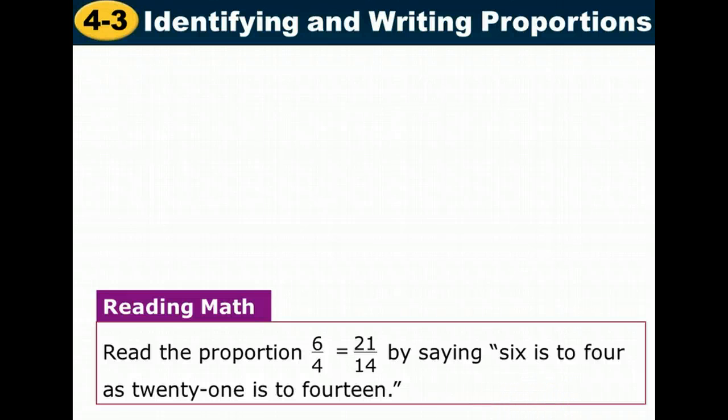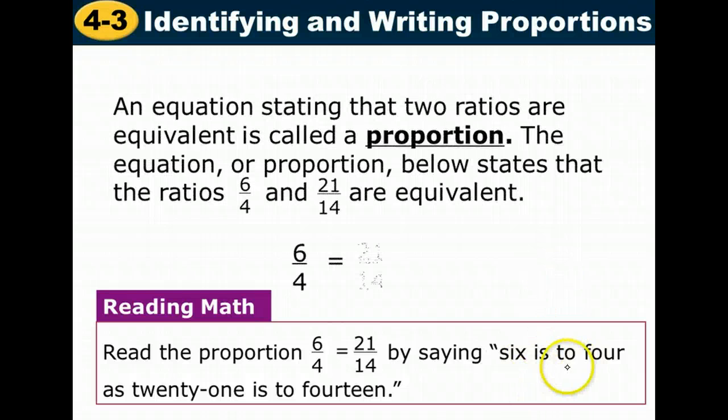Alright, so this is how we read the ratios: 6 to 4 is to 21 to 14. Those two will form a proportion. Now, two equivalent ratios, let me highlight what you guys need to copy down in your notes. If we have an equation that states that two ratios are equal, those are also called a proportion. So if we have two equivalent ratios, they will form what is called a proportion. So we could say that 6 to 4 and 21 to 14, those two will be a proportion since they are equal to one another.